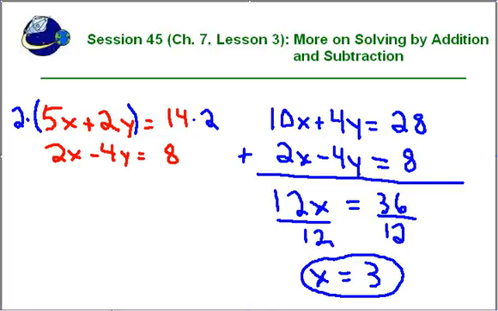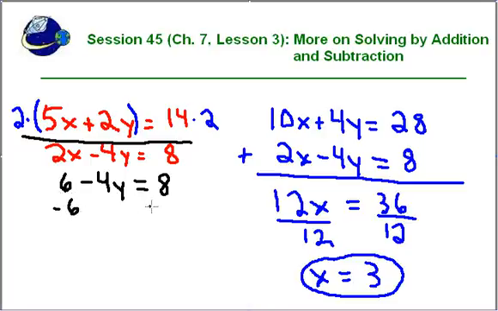If we put a 3 in for x, 2 times 3 is 6, minus 4y equals 8. So now what we're going to do here is solve this second equation for y. Our x variable is now gone. So our y term, our minus 4y, is being added with a 6. So to undo that, we need to subtract 6 from both sides of the equation.